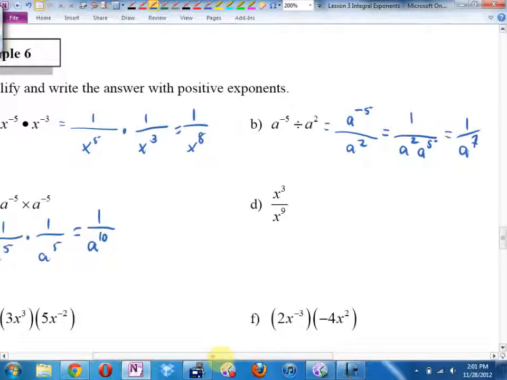My method really shines when we look at D. If you use the subtraction rule for D, you would say, I subtract the exponents, 3 take away 9, I'll get x to the negative 6, but I'm not done yet. With my method, we can go straight there. How many x's on top, grand total? How many on the bottom, grand total? How many x's left and where?